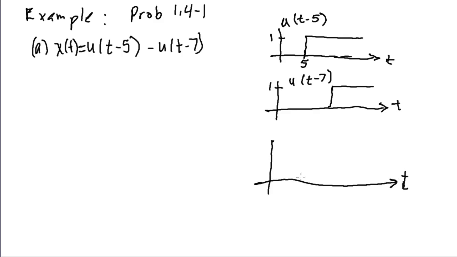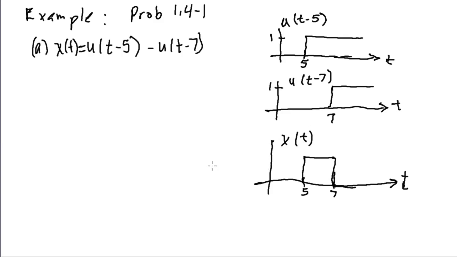Here, they're both 0 up until t equal 5, where they're both 0. 0 minus 0 is 0 everywhere. In this interval from 5 to 7, u(t-5) is equal to 1, u(t-7) is equal to 0. So that difference is 1. And then for all t greater than 7, both functions are 1, and so 1 minus 1 is equal to 0, and will be 0 for all time after that. So again, this is that result.